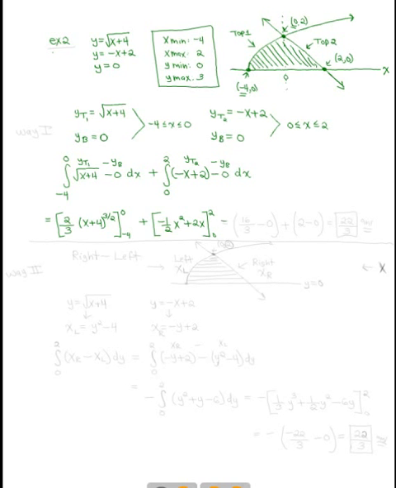And when you do that calculation, you end up with 16 over 3 minus 0 plus 2 minus 0 equals 22/3. And that would be our answer.